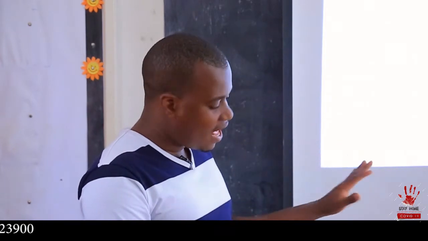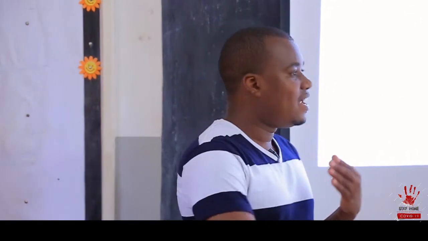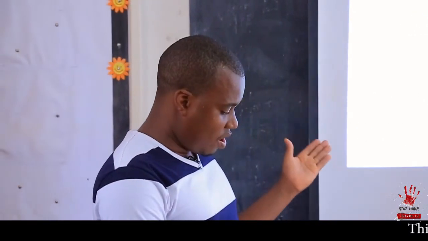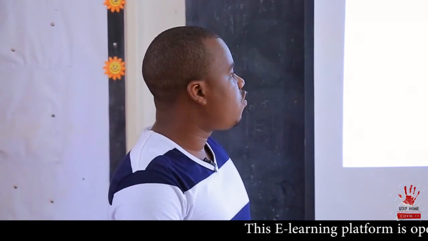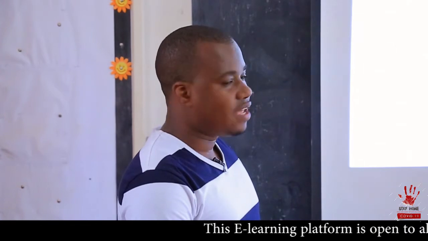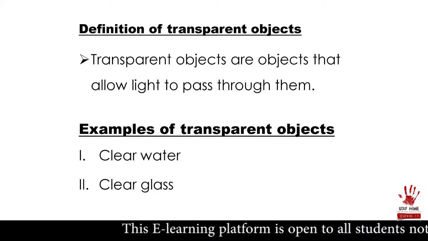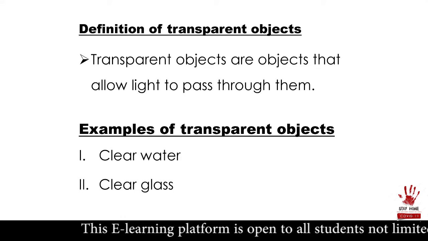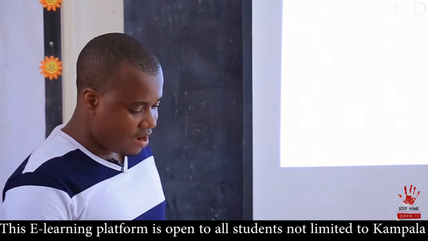What are these objects? Here I have two. Then you are going to make the list long. You are going to think of other objects that allow light to pass through. So what do I have here? I have clear water. Then I have clear glass. So what are these ones? These are transparent objects. And what are transparent objects? Transparent objects are objects that allow light to pass through them. Then we move on to the next session.